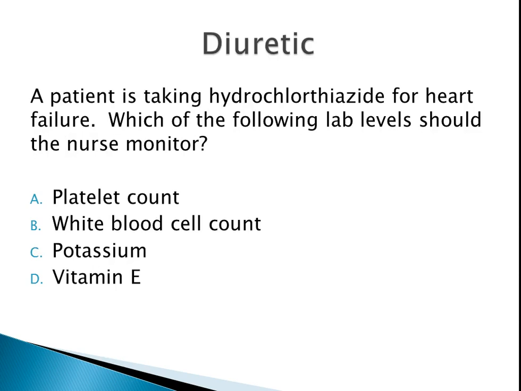Okay. So a patient is taking hydrochlorothiazide for heart failure. Which of the following lab levels should the nurse monitor closely? Potassium level, because they lose potassium.